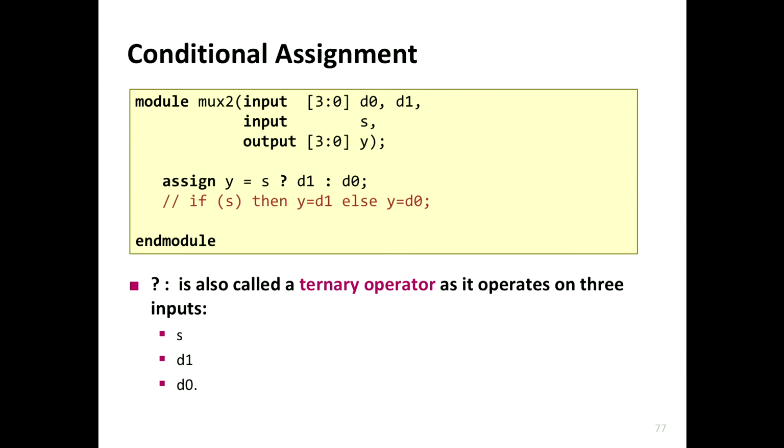Conditional assignments. It's like an if then else statement. And you have here a multiplexer where you have inputs which are 4 bits, D0 and D1, and then you have an input also which is the S, which is typically the select, and then you have an output. So you know how a multiplexer works, right?